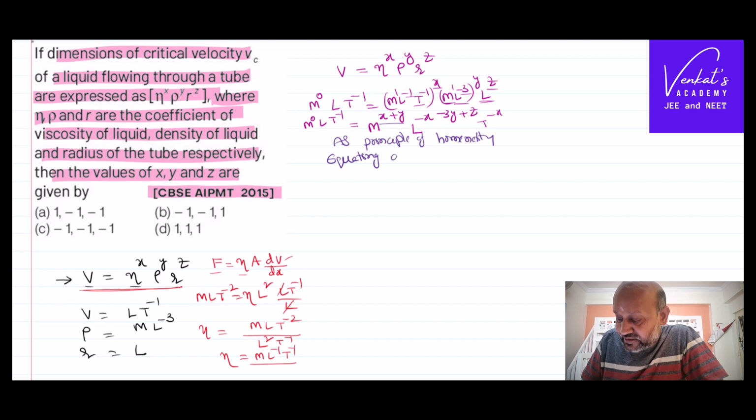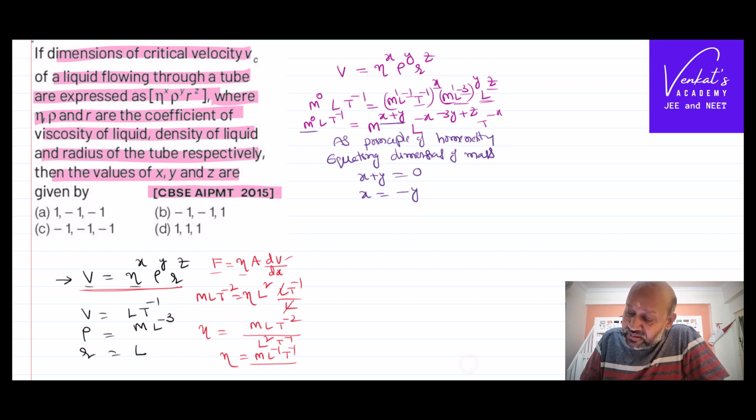So equating dimensions of mass first. M power of x plus y is there on the left hand side. Right hand side, M power 0. So x plus y equal to 0. So x equal to minus y is the one thing that we get.